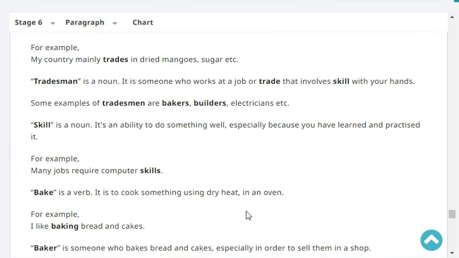Skill is a noun. It is an ability to do something well, especially because you have learned and practiced it. For example, many jobs require computer skills. Bake is a verb. It is to cook something using dry heat in an oven. For example, I like baking breads and cakes.